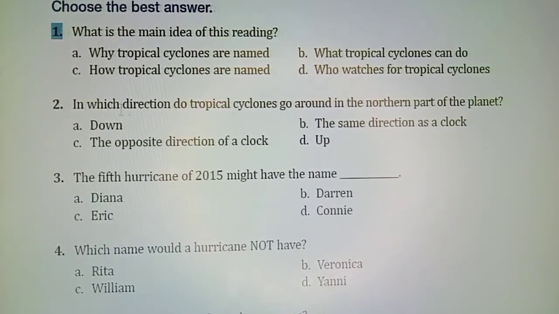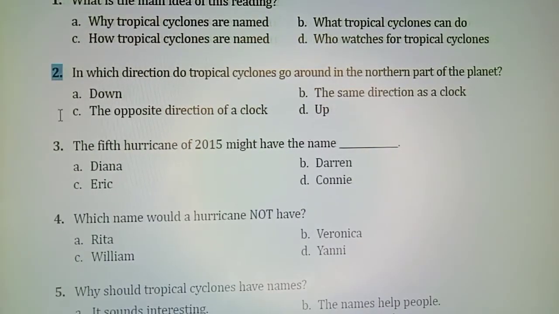Number two. In which direction do tropical cyclones go around in the northern part of the planet? The letter A, down. The letter B, the same direction as a clock. The letter C, the opposite direction of a clock. The letter D, up. Letter C is the best answer for number two.